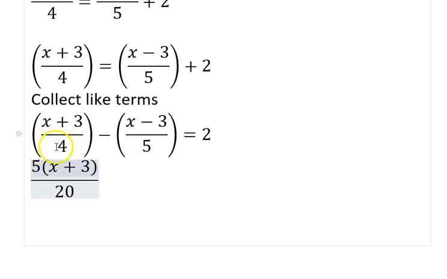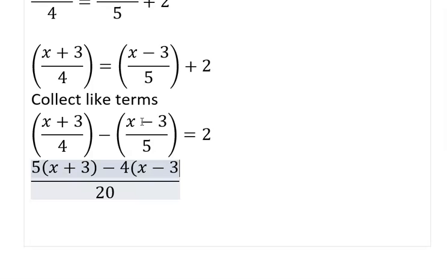That's what we have here. How many times will 4 go in 20? That's 5 times. 5 times x plus 3. That's what we have. Beautiful. So these are our minus that we have here. Let's go to this place. How many times will 5 go in 20? 4 times. 4 times x minus 3 that we have here. Beautiful. That means we are through with what we have here.